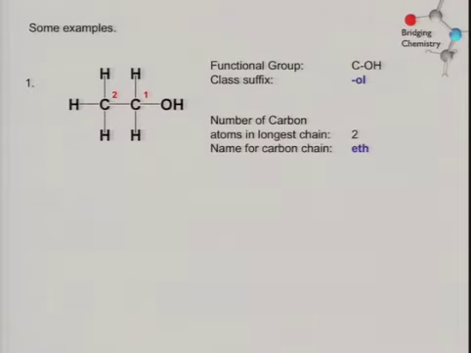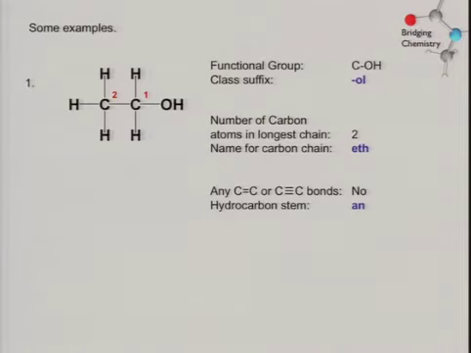And then the third bit of the name requires you to look at the structure and say, are there any double or triple bonds in here? Are there any carbon-carbon double bonds, which there would be if it was an alkene? Or are there any carbon-carbon triple bonds, which is what you would have if it was an alkyne?